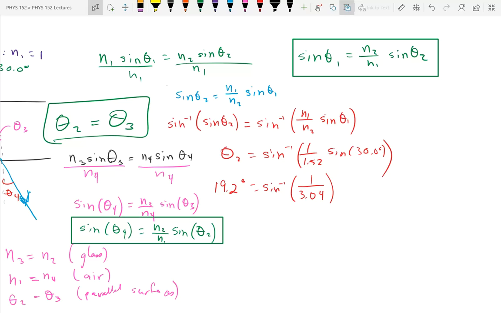Question, Lauren? What would happen if you don't have parallel sides, like with stained glass? If you don't have parallel sides, then you're going to have to go ahead and do the work. Yeah, you'd have to do the brute force then.